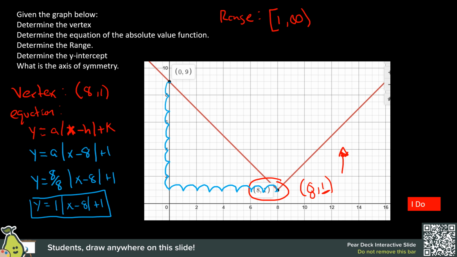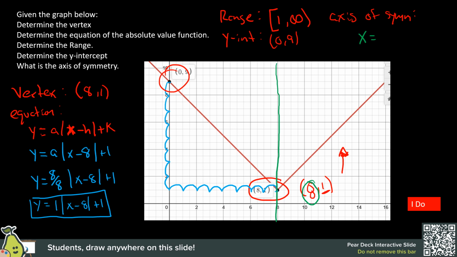Okay, part 4 is what's the y-intercept? This one is super easy, guys. It's actually already in the question. It's right here at 0, 9. And then where do we have our axis of symmetry? Our axis of symmetry, this is critical. Remember, our axis of symmetry is always going to go through our vertex, and it's always going to be x equals whatever the x value of our vertex is, which is 8. X equals 8.